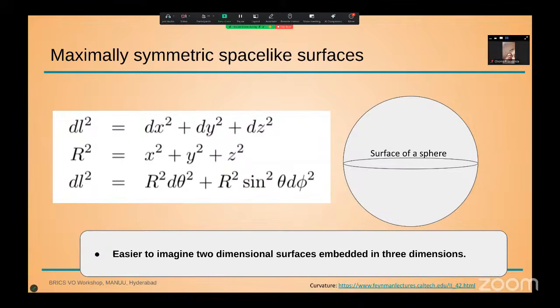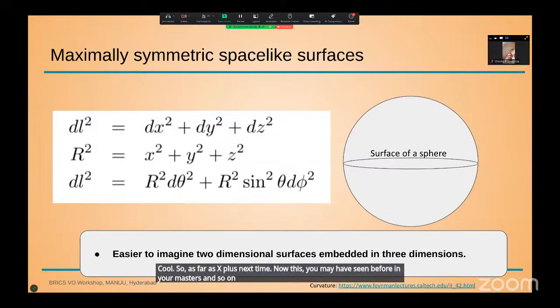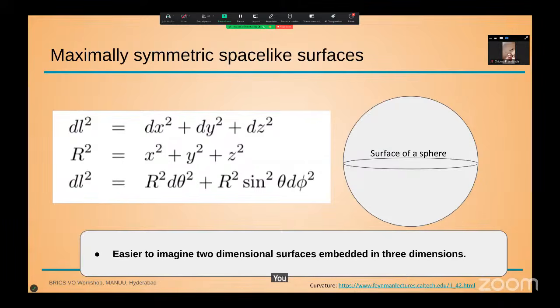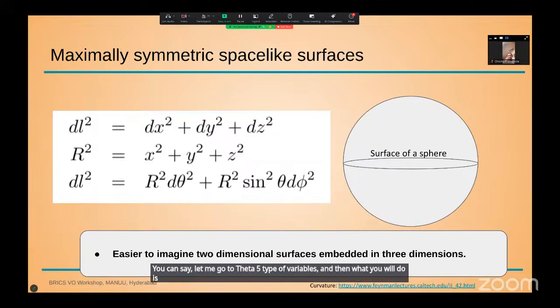Good. So R square is x square plus y square plus z square. Now, this you may have seen before in your masters and so on, that whenever you have a constraint equation, you can simplify it and reduce the number of variables. So instead of x, y, z, you can go to theta, phi kind of variables. And then you will define z as capital R cos theta, and then x and y as R sin theta cos phi and R sin theta sin phi. These kind of numbers, right?